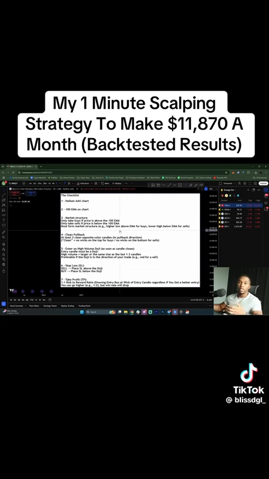We'll see examples of these. I'll show you guys perfect examples of good doji candlesticks and not good doji candlesticks. But just remember, we're looking for a high volume doji candlestick.